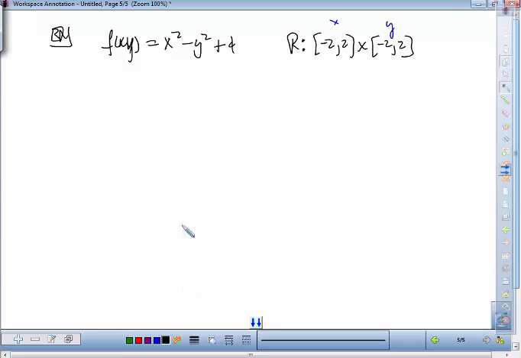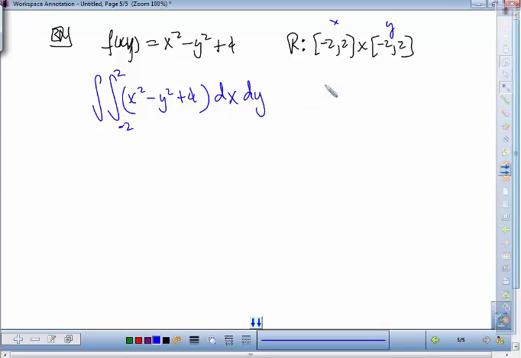So we're going to set up our integral. Our inner integral is, well, the function is going to be x squared minus y squared plus 4. We're going to integrate with respect to x, and our x limits go from minus 2 to 2. And then we're going to integrate with respect to y, where our y limits also go from minus 2 to 2. Should we change one of these to 0, just so it looks a little bit different?